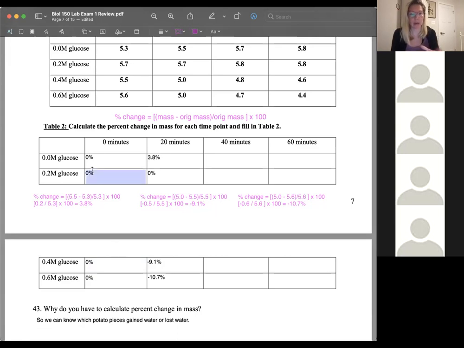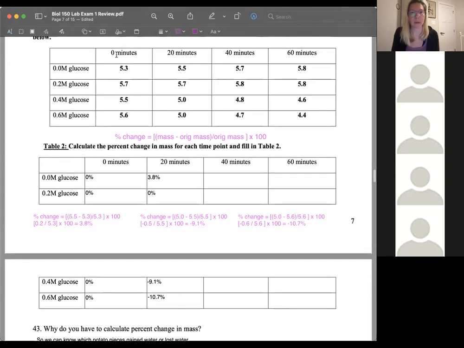So the real key to making these calculations, the reason why we do that, is it's what we call normalizing the data. Because if you look at the 0 time point, they're all slightly different. No matter how perfectly even you try to make these potato pieces, they're always going to be slightly different. And those little differences can affect the outcome of the rest of the experiment and can affect these numbers.